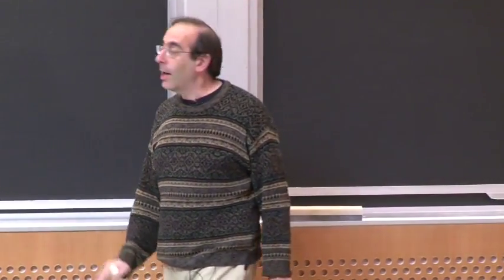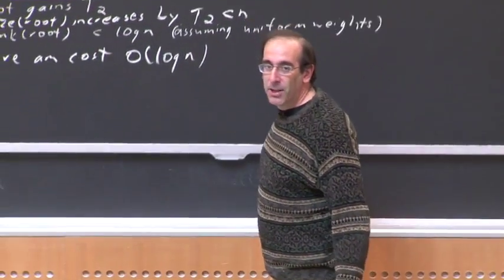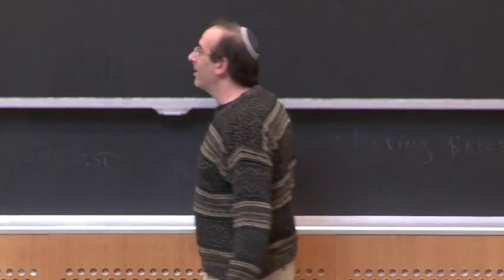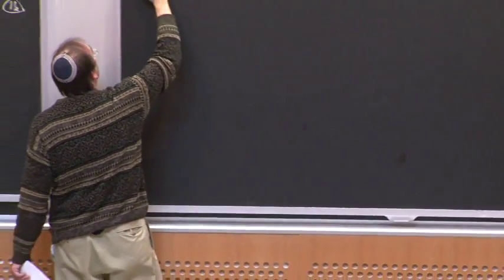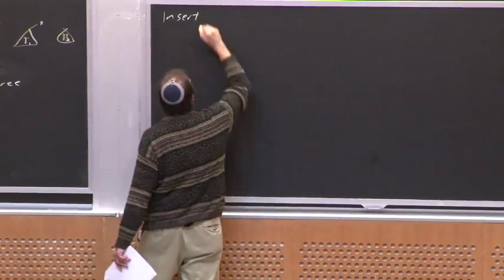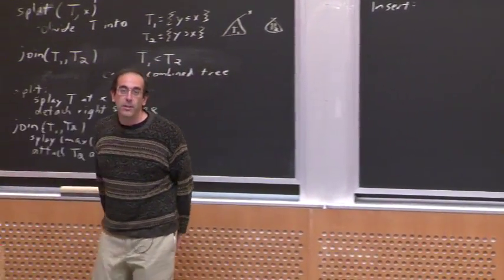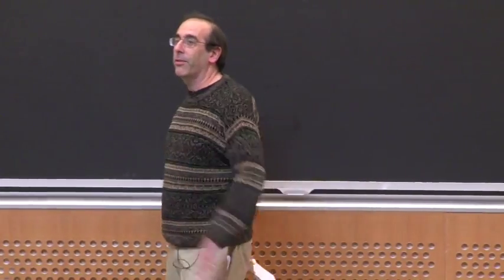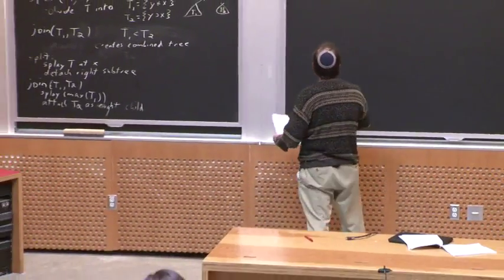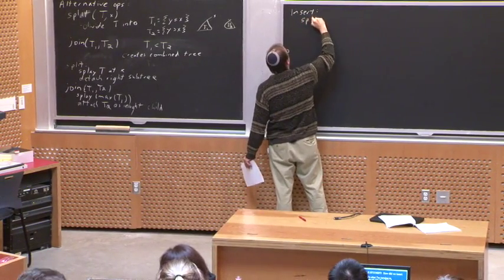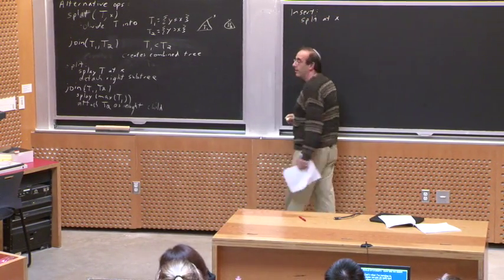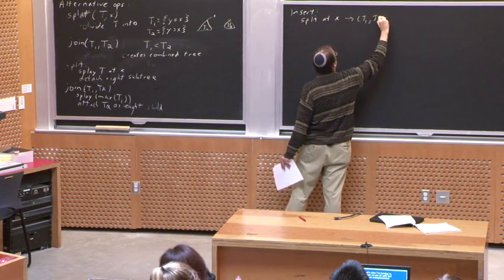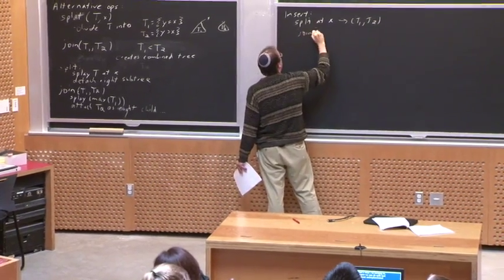How did we insert x? That's what I'm turning to now. Now that we know that we can do split and join, let's talk about how to implement insert and delete. So how can we do an insert using split and join? You split on the value you're going to insert, and then join T1 with the value you're going to insert, which gives you a new T1, and then you join that T1 with your old T2. Exactly.